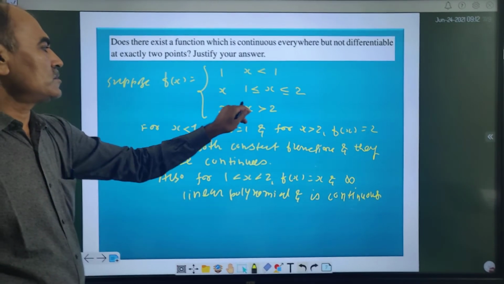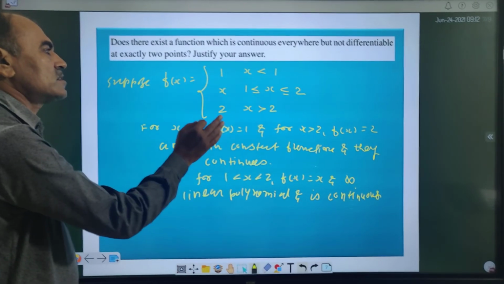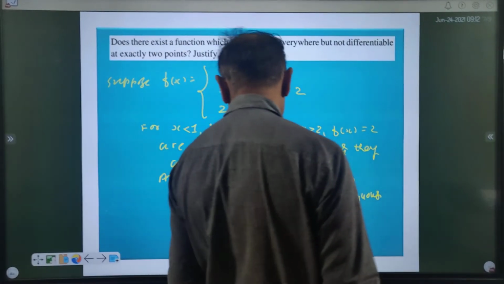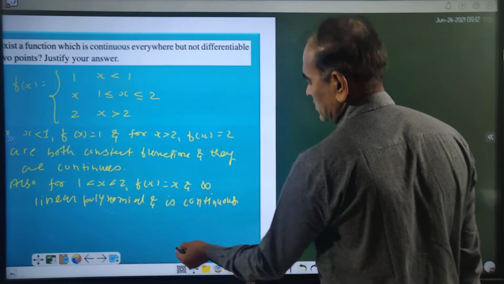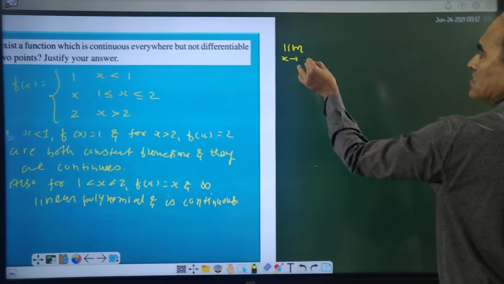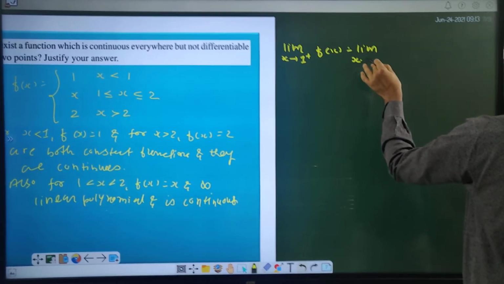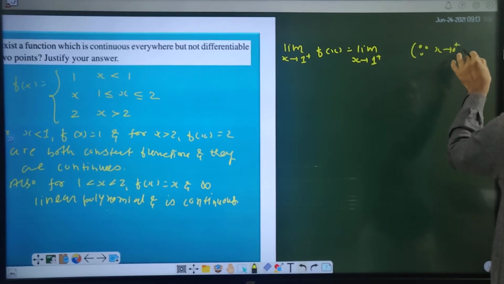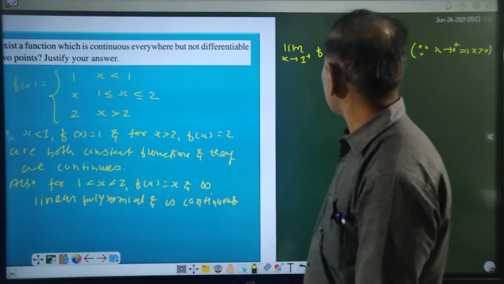Now we have to check the continuity at the end points. At a particular point we want to discuss the continuity. They are given in inequality form, so we need to use left hand and right hand limits. How to prove that? See, it is continuous at x is equal to 1. Let me see here. Limit x tends to 1 plus f(x) is equal to limit x tends to 1 plus x, where x is greater than 1.